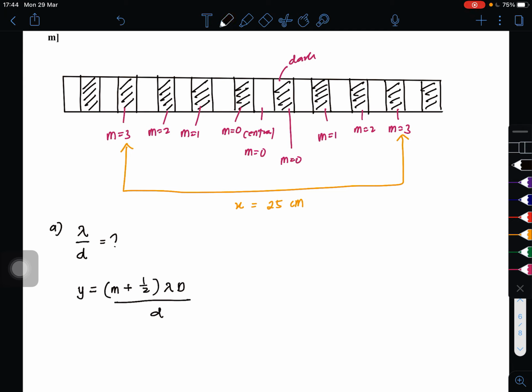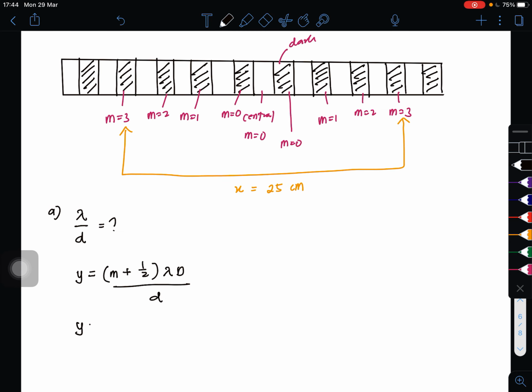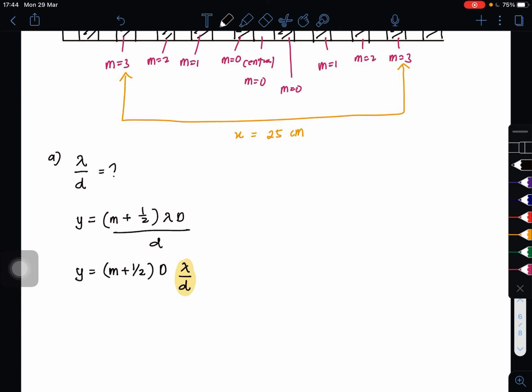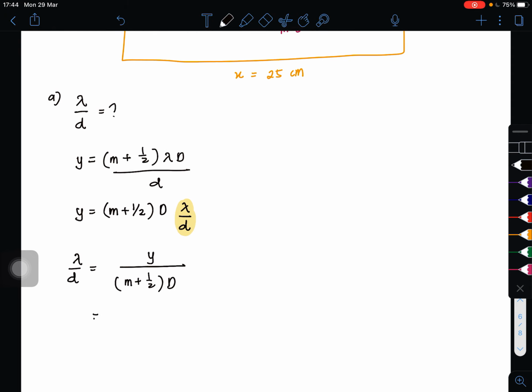Okay, Miss susun semula. Y is equal to M plus 1 over 2, D lambda over d. So this is, okay, apa yang soalan minta. So now here, kita susun lagi balik, lambda over d is equal to Y over M plus 1 over 2 times D. So just masukkan dekat sini.